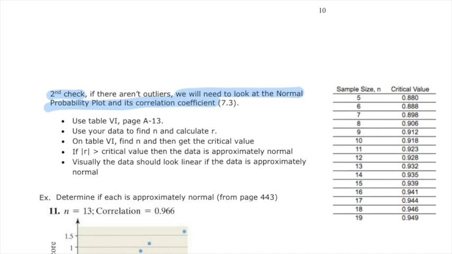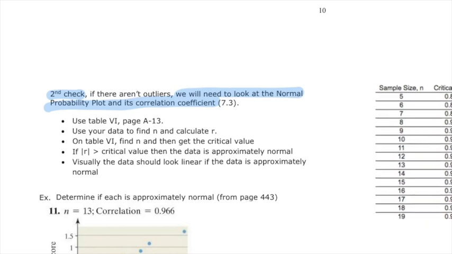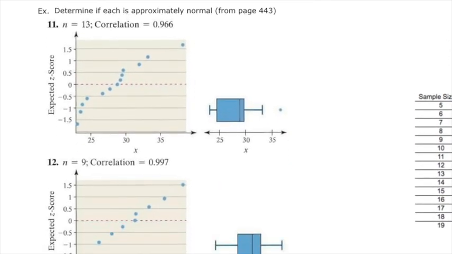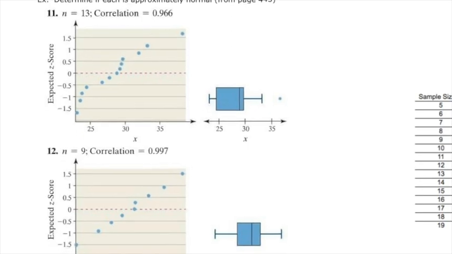Visually, the data should look linear if the data is approximately normal. So let's see how we can apply this. We're going to determine whether or not the following are normal.